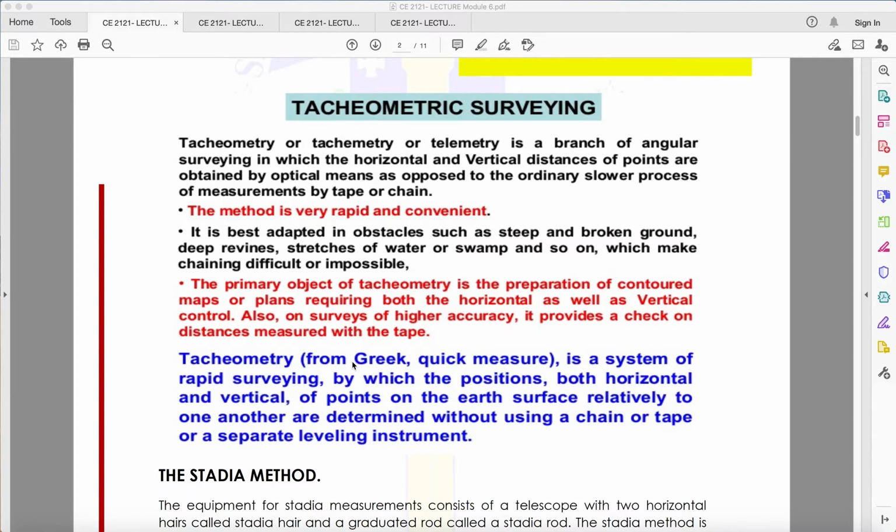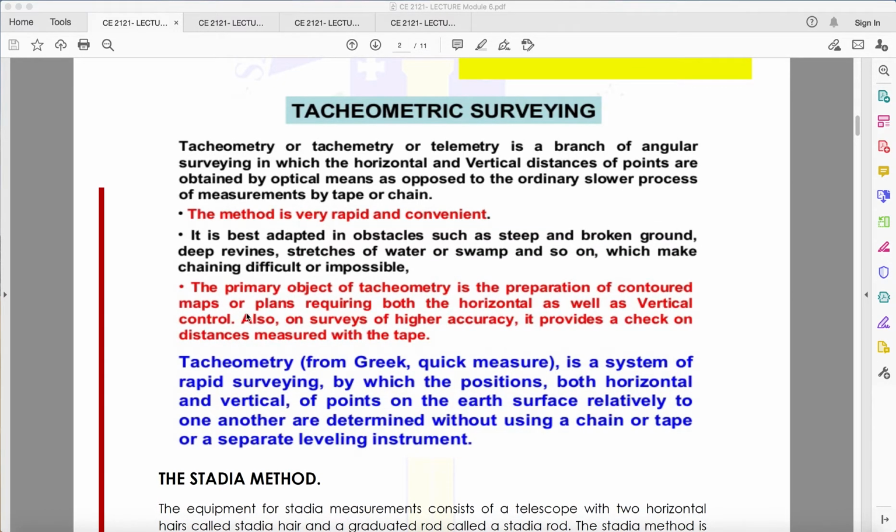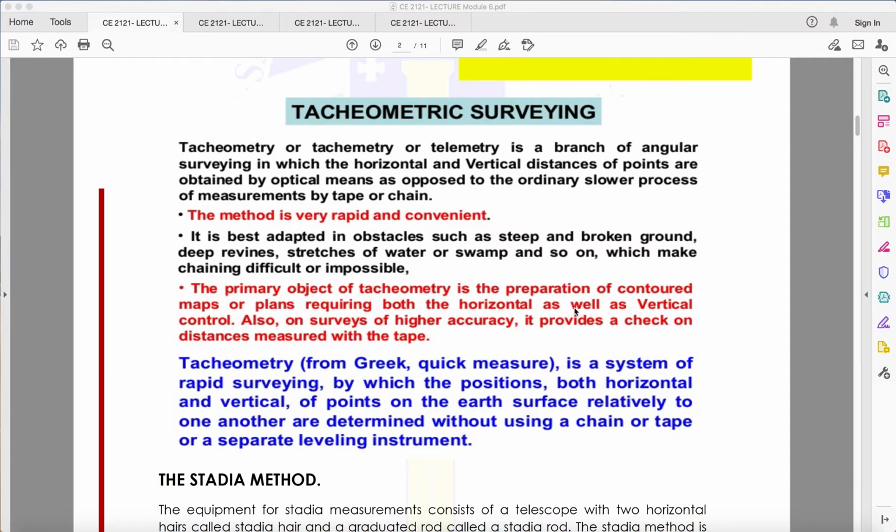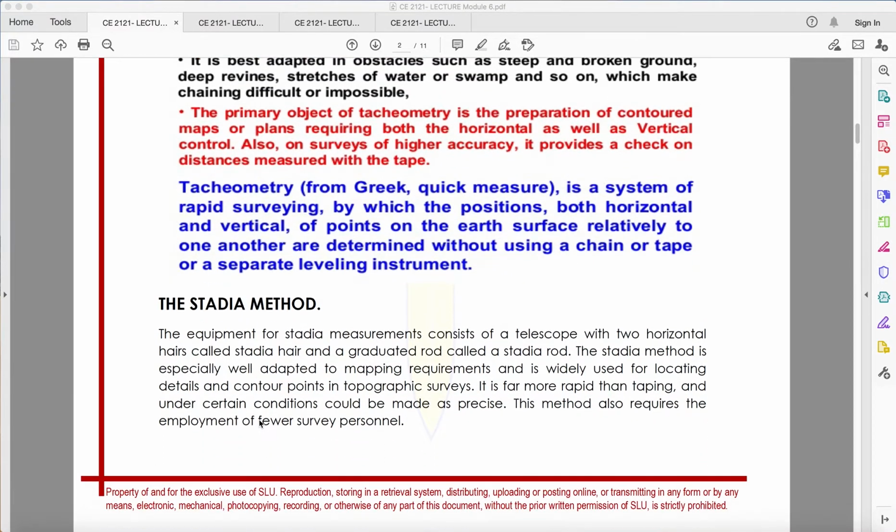Okay, so the primary object of tacheometry is the preparation of contoured maps or plans requiring both the horizontal as well as the vertical control. Also, on surveys of higher accuracy, it provides a check on distances measured with tape. So tacheometry, from the Greek word which means quick measure, is a system of rapid surveying by which the position, both horizontal and vertical, of points on the Earth's surface relative to one another are determined without using a chain or tape or a separate leveling instrument.